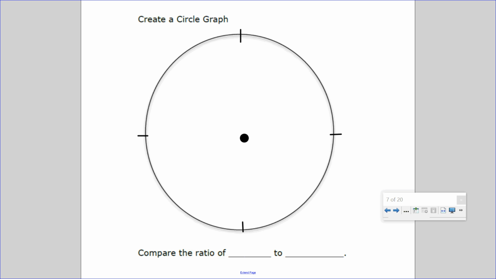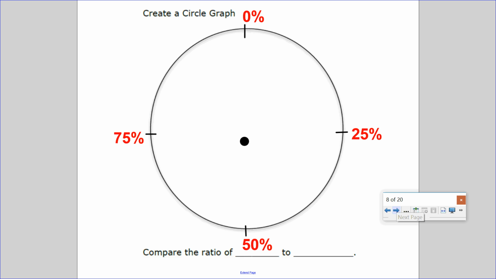And then you're going to be marking the benchmark percent. The benchmark percent is 0%, 25%, 50%, 75%. I mean, if I shade in half of this, 50% would be down here. So as you can see, I already noted the benchmark percent.